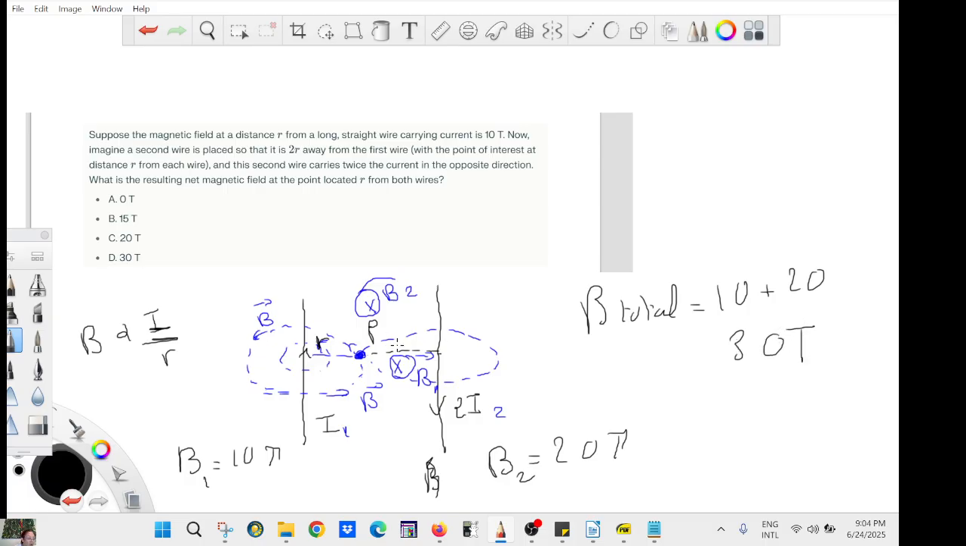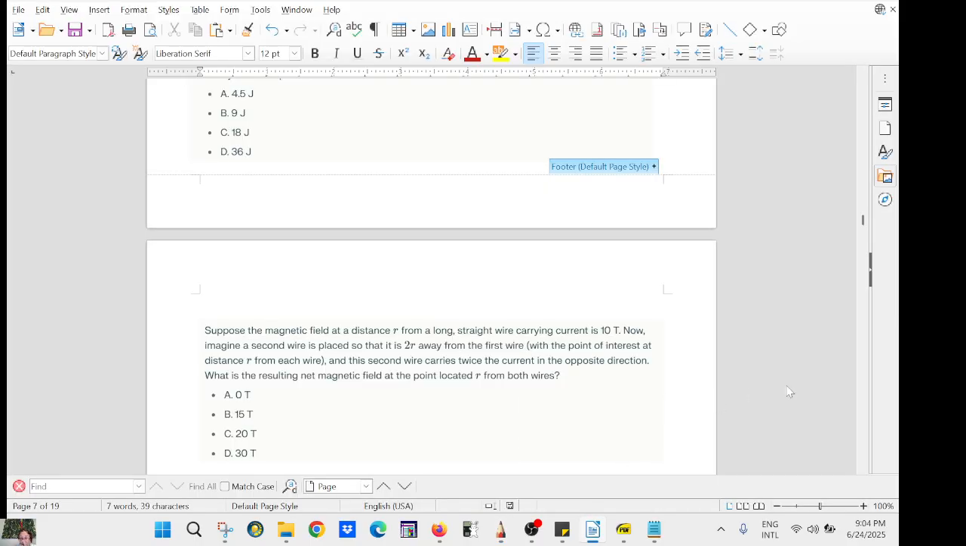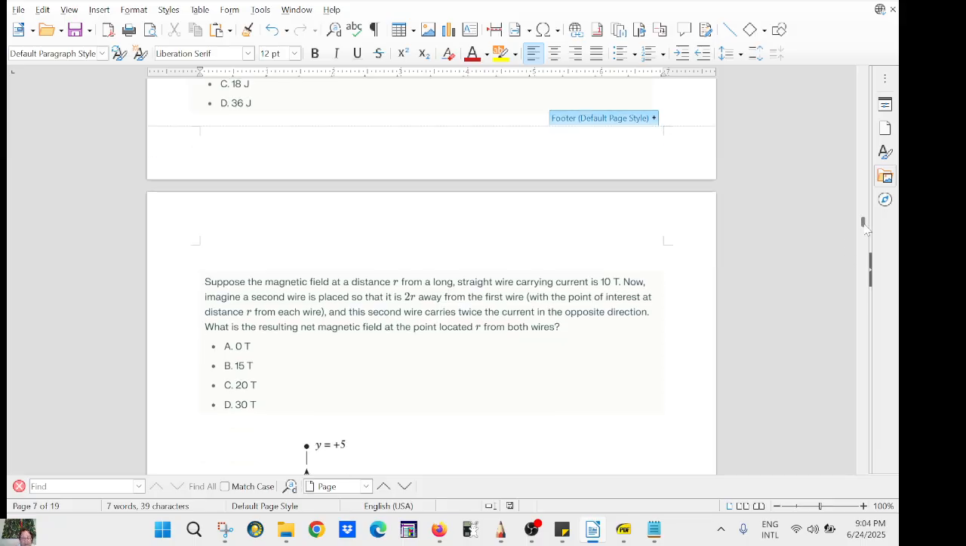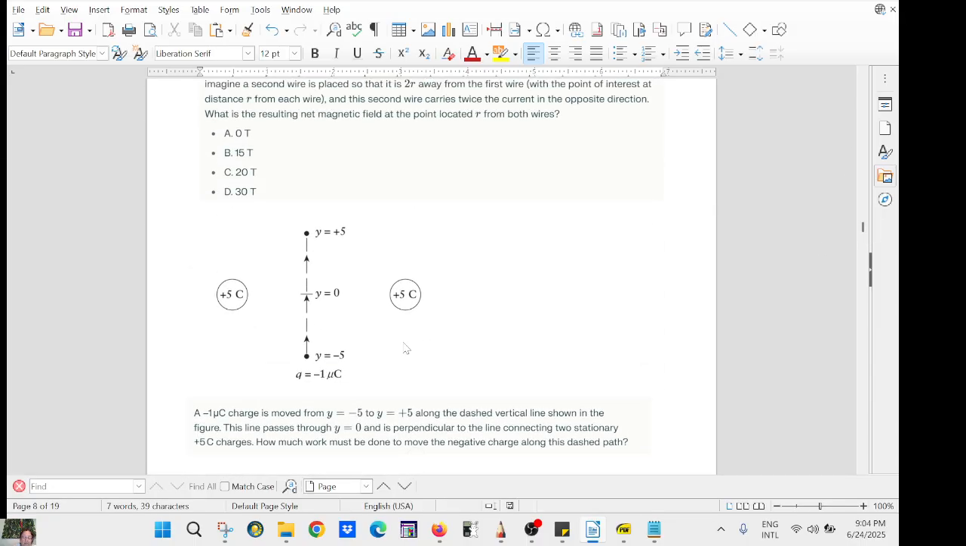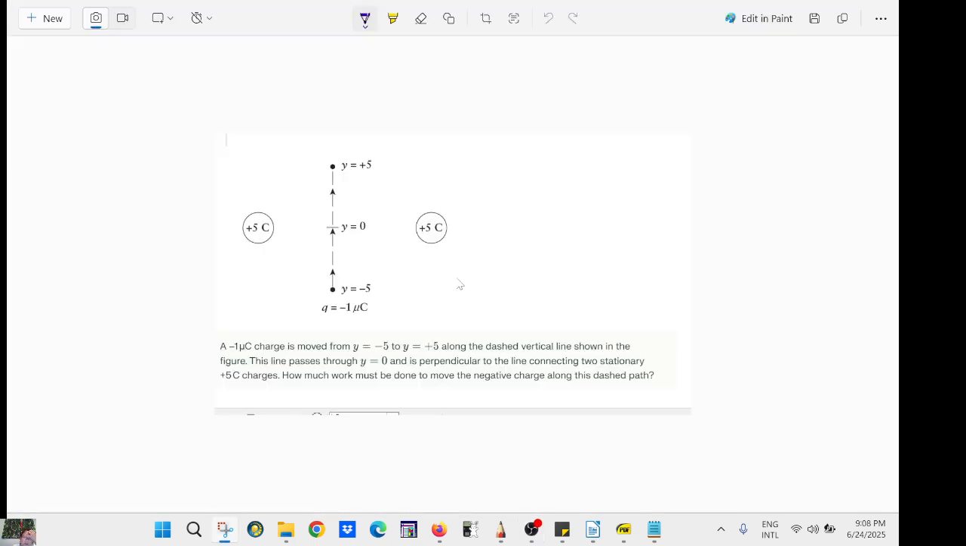Okay, so you can look back at my playlist. So 30 Tesla. Maybe this one was a little bit tricky. And that's the last one. So this one is the last one, it's a little bit challenging. There was a negative charge here, and you grab the charge and you move the charge here along that line.